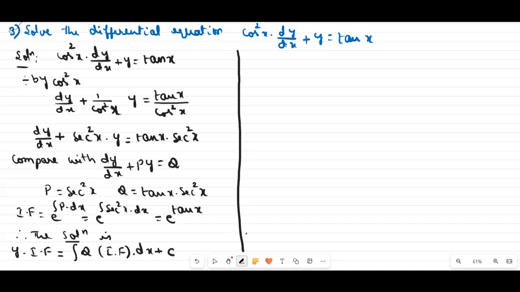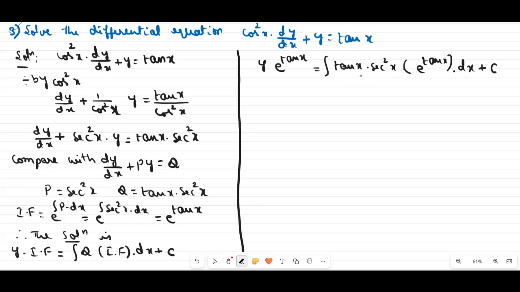Now substitute everything. Y as it is, the integrating factor is e to the power of tan x, equal to integral of q. Q is tan x into secant square x, into the integrating factor e to the power of tan x, into dx plus c. Now we should integrate this. We should solve this, isn't it?